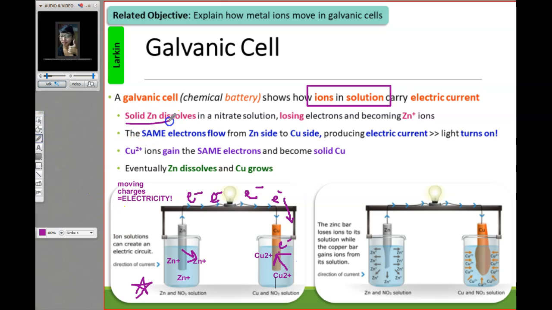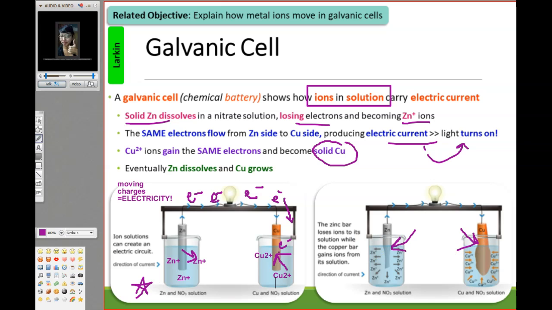So you can see here, we start off with solid zinc, it dissolves and loses both electrons and forms positive zinc ions. You have to have equal amounts of both in order for this to work, because you can't have unbalanced amounts, okay? As those electrons flow from the zinc side to the copper side, they produce electric current, turning on your light or whatever else you're using your battery for. On the right-hand side, the copper 2+ ions gain those same electrons and reform back into solid copper.